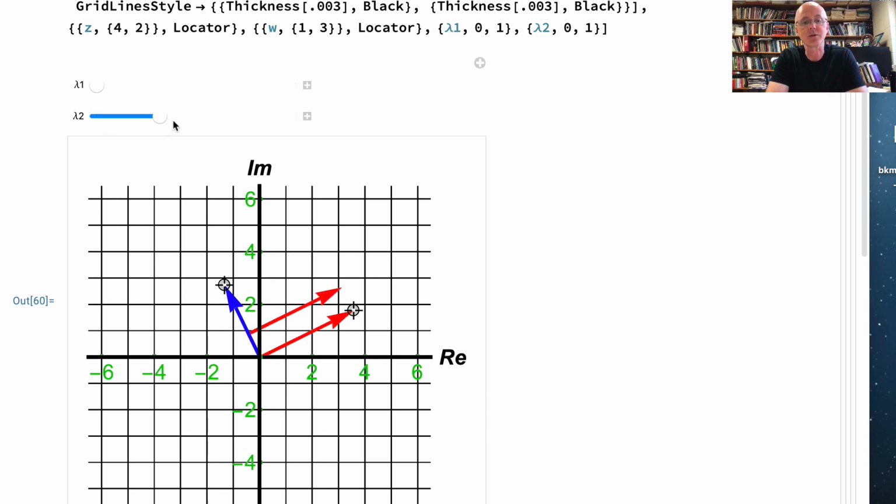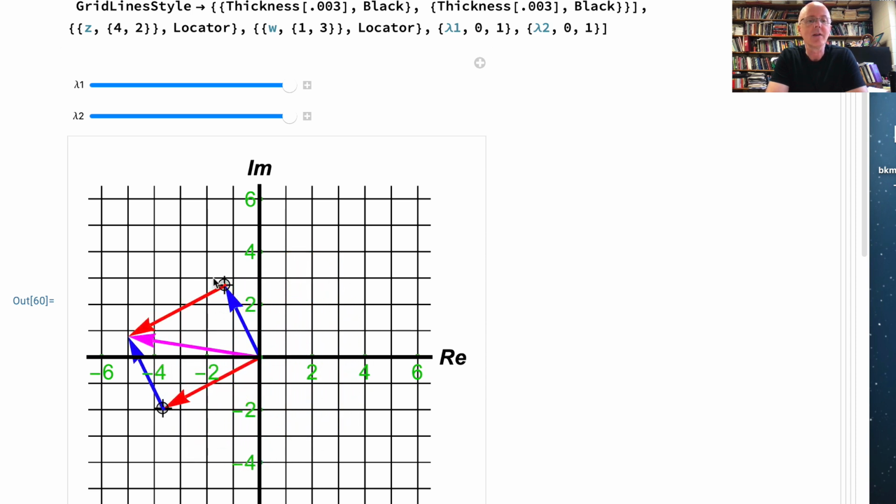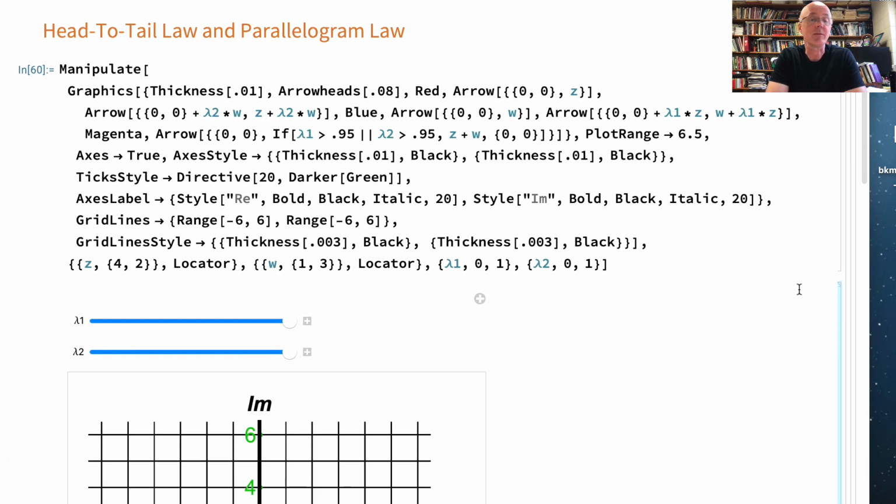Once I've done the translation, I can do it to the first vector, the blue vector there. I can also do it to the red vector, and I can do it to both, and I see the parallelogram. And it doesn't matter what your starting complex numbers are. The parallelogram law and the head-to-tail law for vector addition still work. We can always find the answer visually. That's what the code that you see right here does.